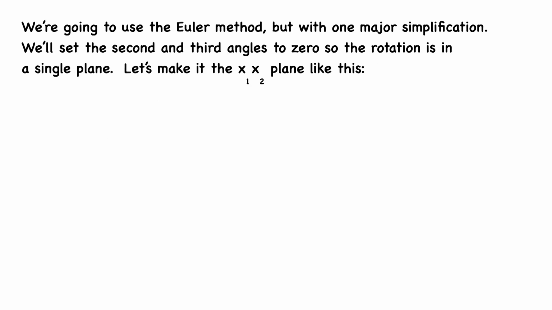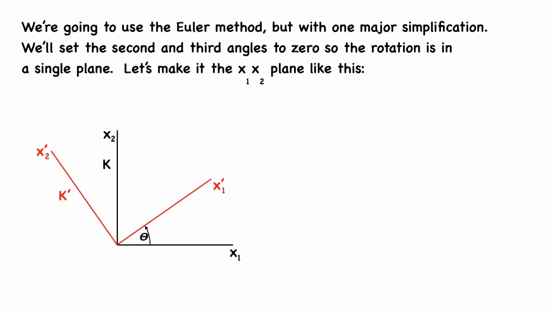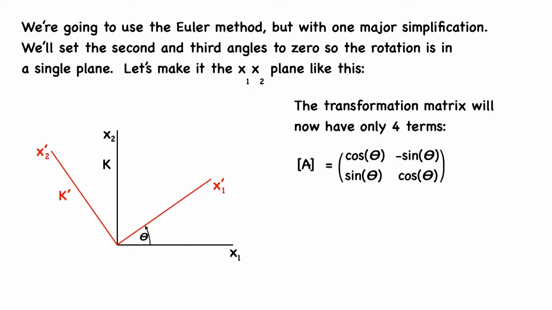While we're not going to use any of these for a full 3D transformation, we are now going to use the Euler rotation in a much simplified form. Specifically, I'm going to set the second and third angles to 0 so the rotation is in a single plane. Let's make it the x1, x2 plane as shown here. So why am I doing that? Well, it means x3 is 0 everywhere, so it doesn't need transforming. That way, the rotation matrix A is simply a 2 by 2 matrix, and it looks like this, which means the transformation is just these two equations here.